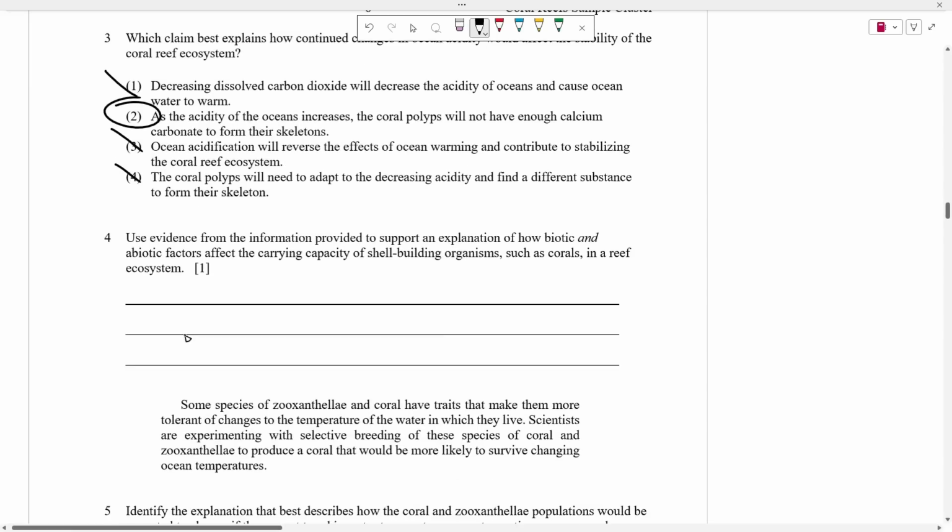Number 4 asks us to use evidence from the information provided to support an explanation of how biotic and abiotic factors affect the carrying capacity of shell-building organisms, such as corals in reef ecosystems. Okay, so here let's go over what this question asks us. They want us to use evidence. This is a key word.